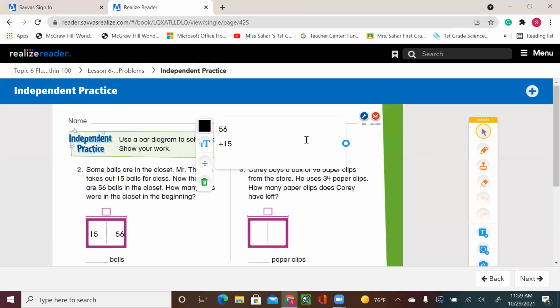So we can add the tens. So we have 5 and 1, 6 tens, so that's 60. And then we're going to add the ones. 5 plus 6 equals 11. So now the total is 7 tens and 1 one.